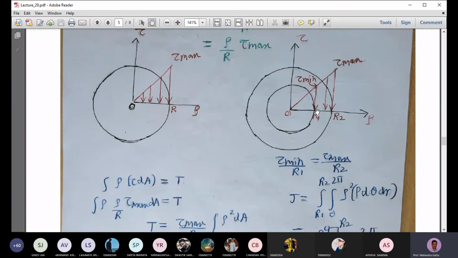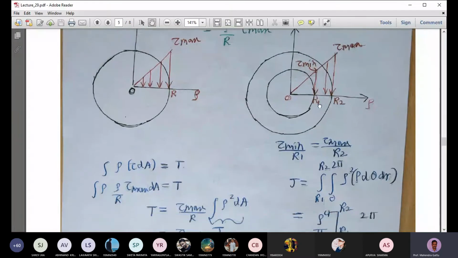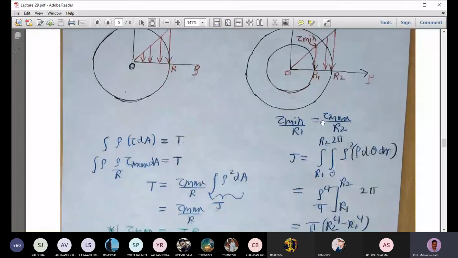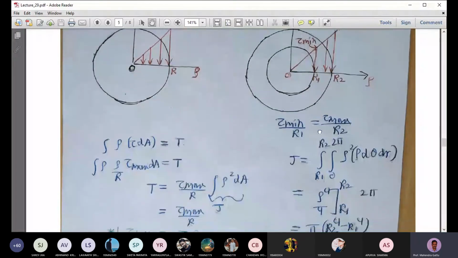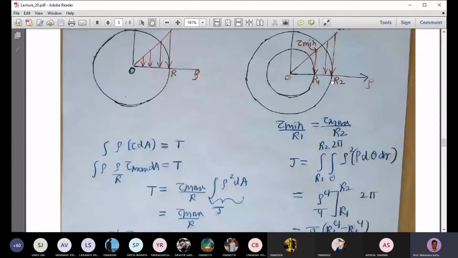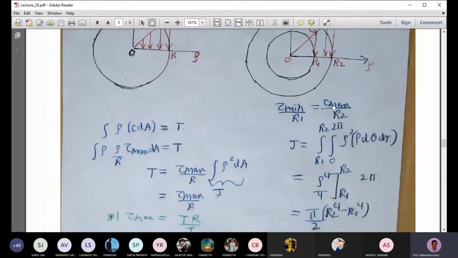But since there is no material inside, the minimum shear stress will occur at this point, at a distance R1. So the tau minimum we can find out. If we want to find the torque produced and relate it with this, we have to do an integral. Instead of 0 to R2, we'll integrate only from R1 to R2. First we can use similar triangles and relate tau max and tau minimum. So tau minimum by R1 is equal to tau max by R2. That is one relation here.